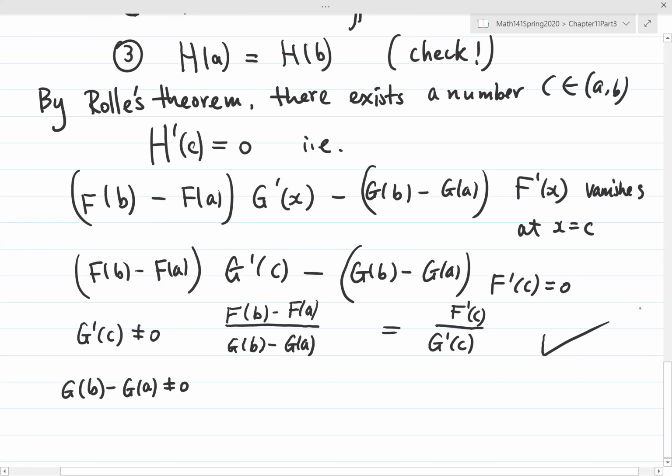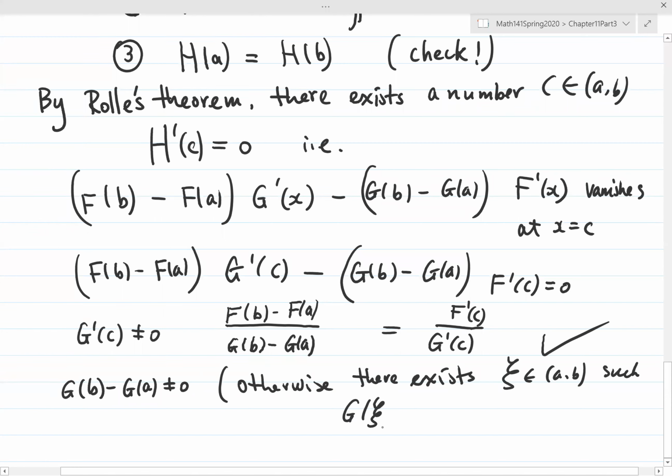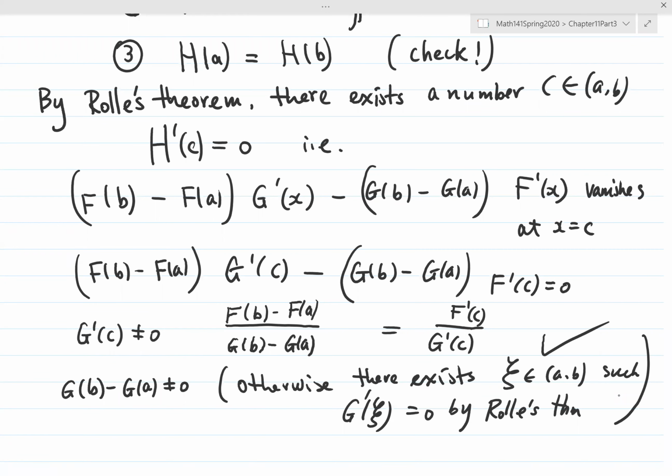So g(b) minus g(a) is non-zero. Otherwise, there exists c in (a, b) such that g derivative at c vanishes by Rolle's theorem. However, we know this is impossible. We know g derivative never vanishes.